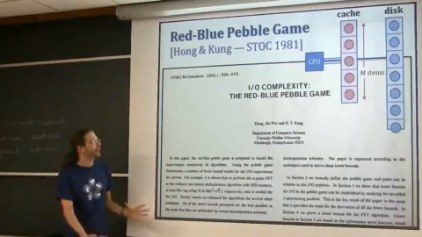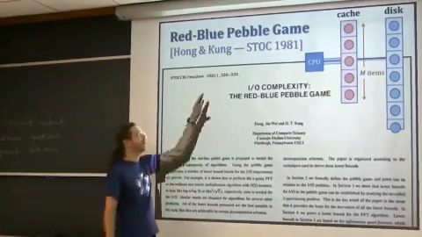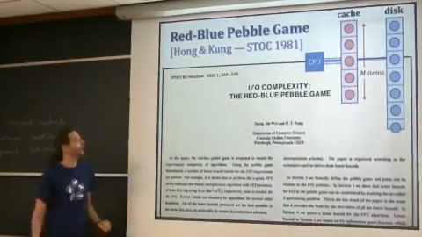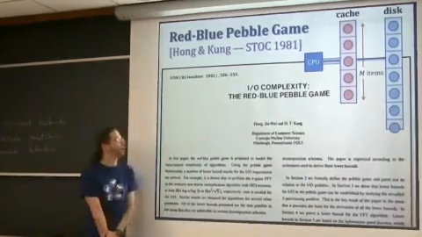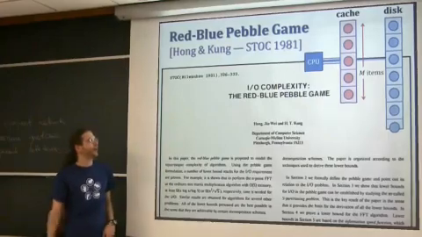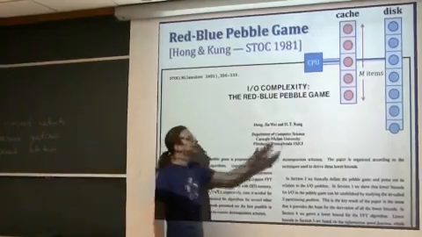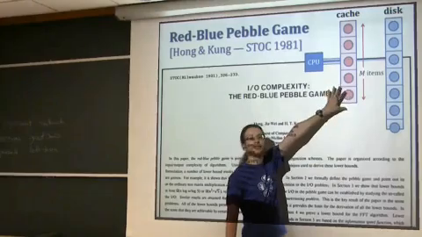Next chapter in this story is 1981. It's a good year, it's when I was born. And this is Hong and Kung's paper. You've probably heard about the red-blue pebble game. And it's also a 2-level model, but now there's a cache in the middle.